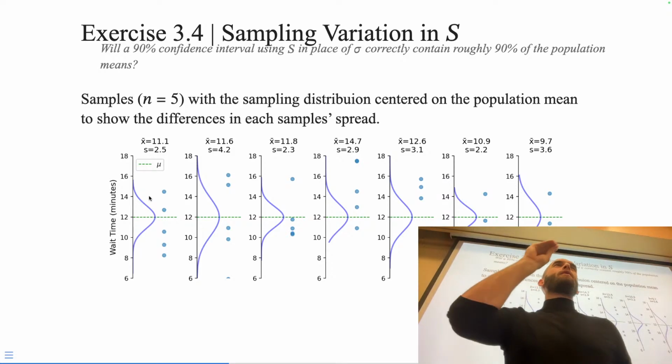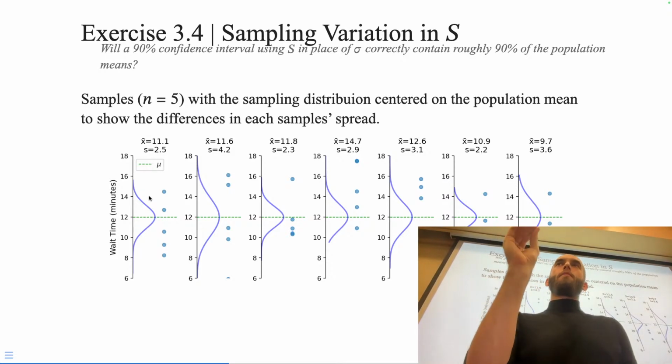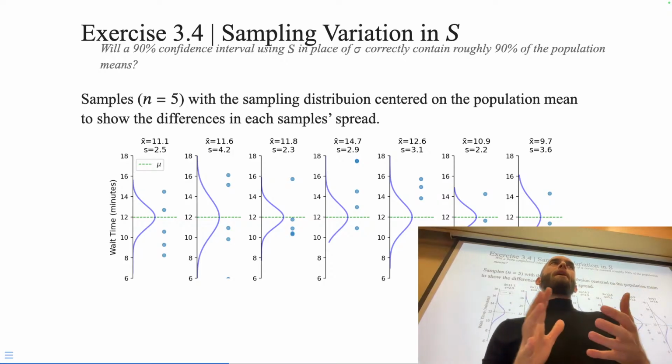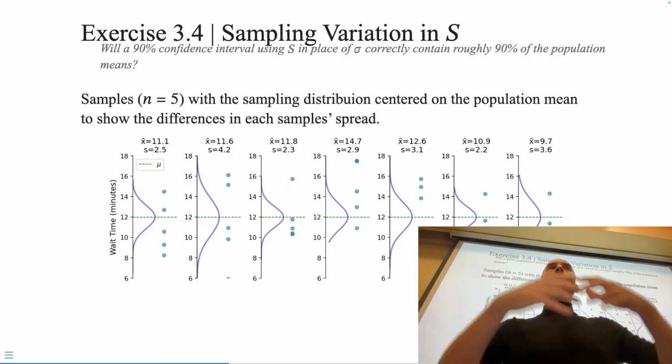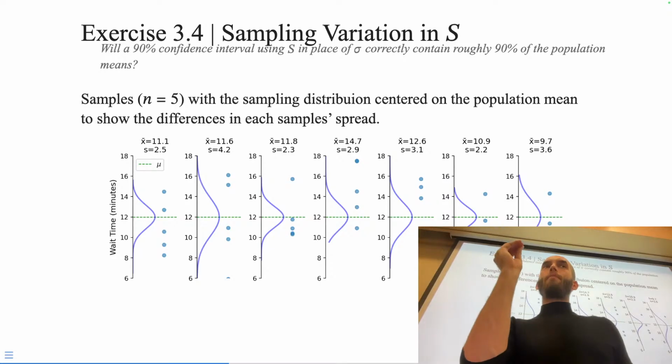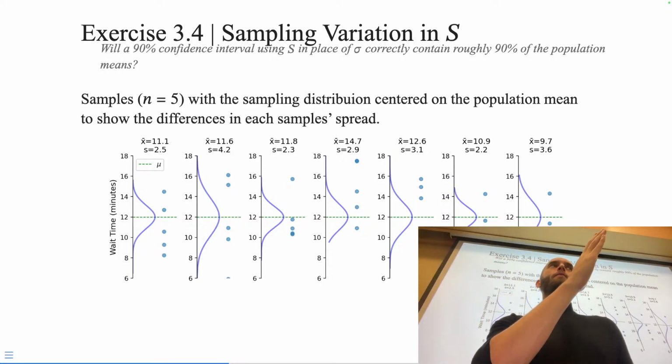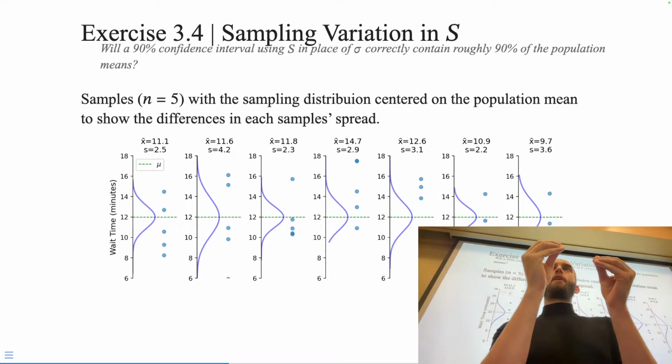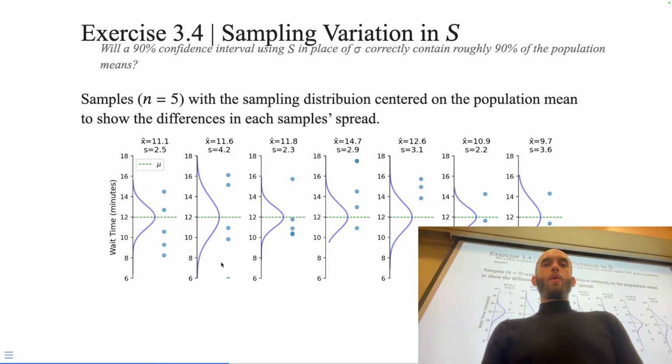we're going to go back to centering the sampling distribution on the truth, on the population mean, just so I can show you a better picture of the variability in the sampling distribution if we simply swapped S for sigma, if we swapped the sample standard deviation for the population standard deviation and used that to construct our standard errors. So what you can see here is in this first sample, we have a sample standard deviation of 2.5. The sampling distribution, when we center it on the truth, looks like this.